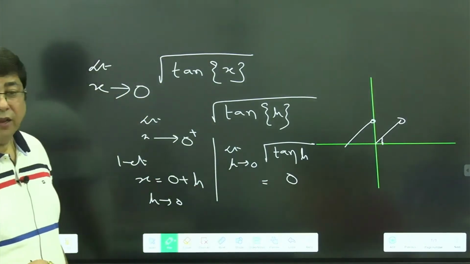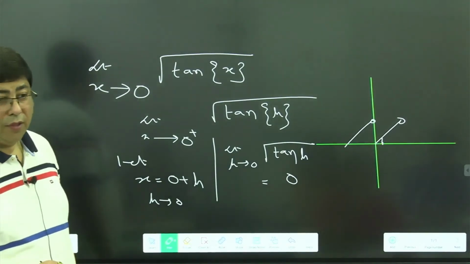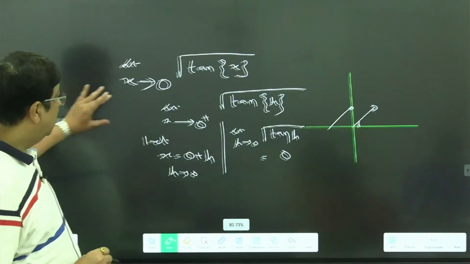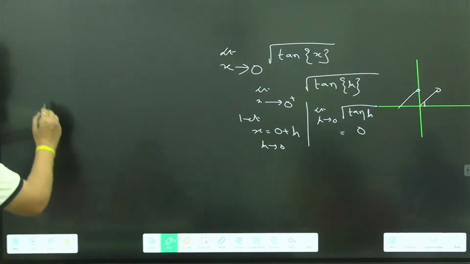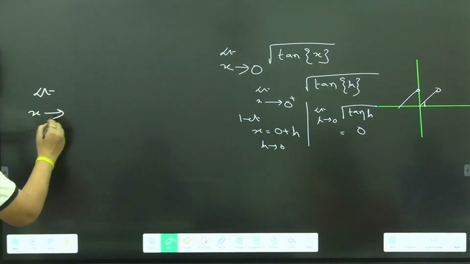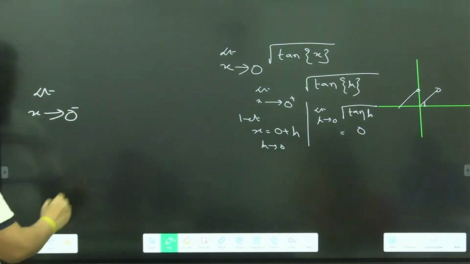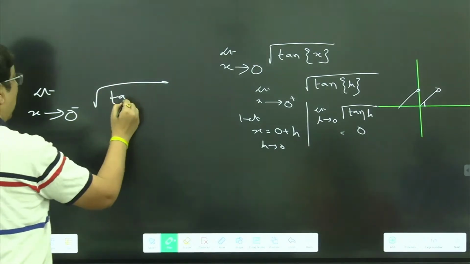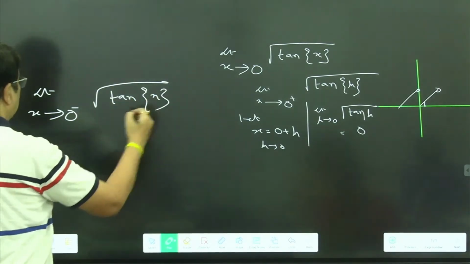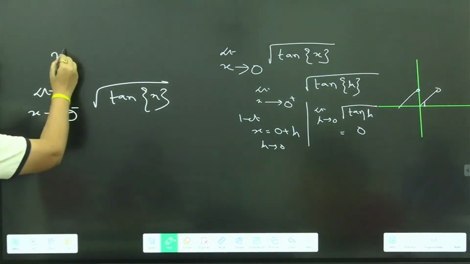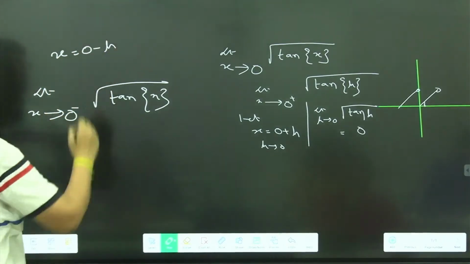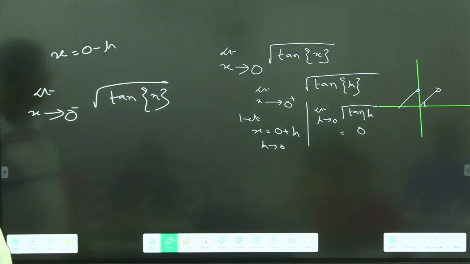Any clarification? Now, if I tell you limit x tends to 0 minus root over of tan fractional x, so Aishwani can tell me x equal to 0 minus h. What will fractional minus h be?